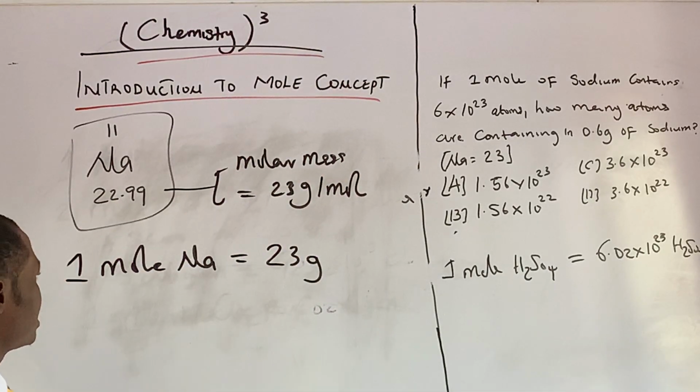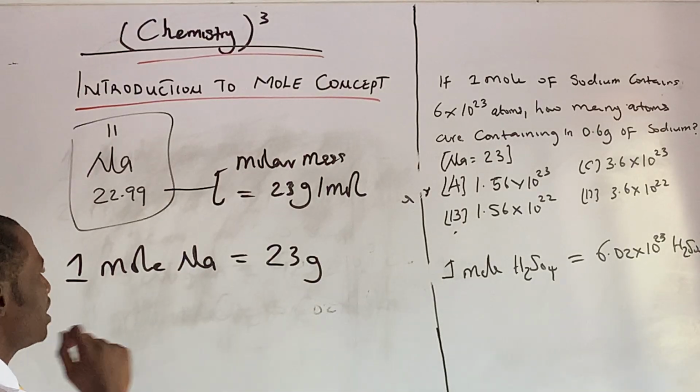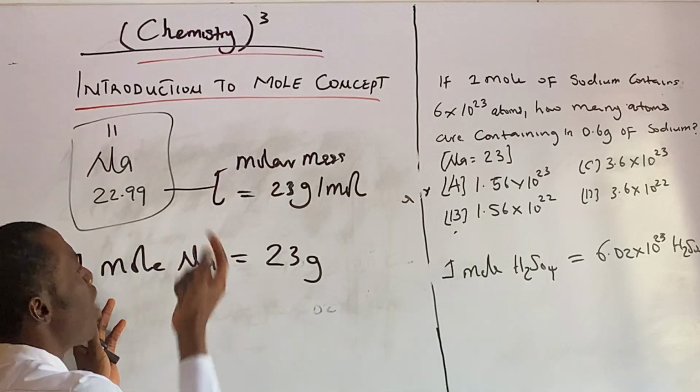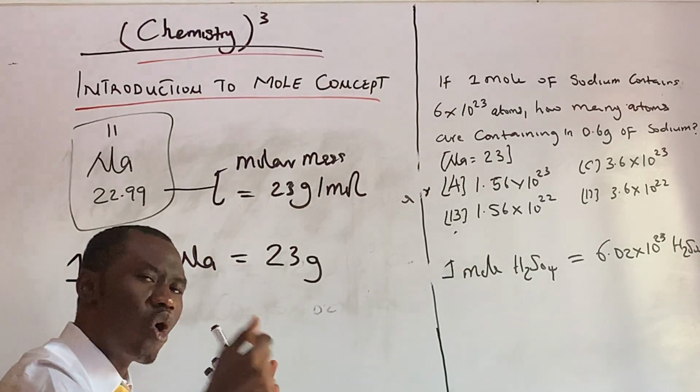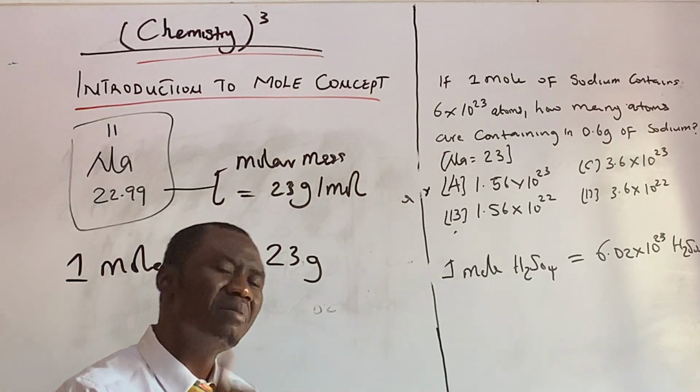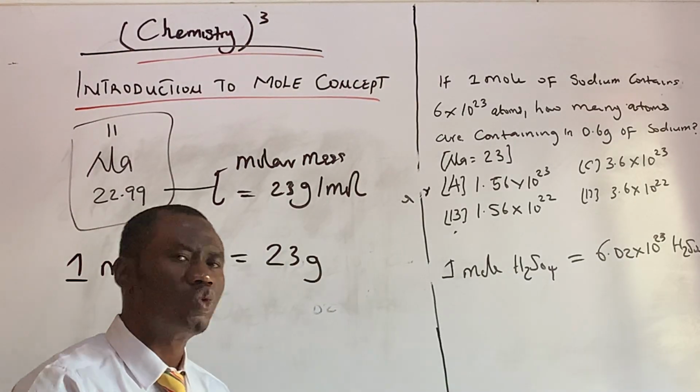Now, how do you relate this? 1 mole of sodium is equivalent to 23 grams of sodium. So for each 1 mole, there are 23 grams of sodium in it. That's what we mean by 23 grams per mole. That is per individual mole.